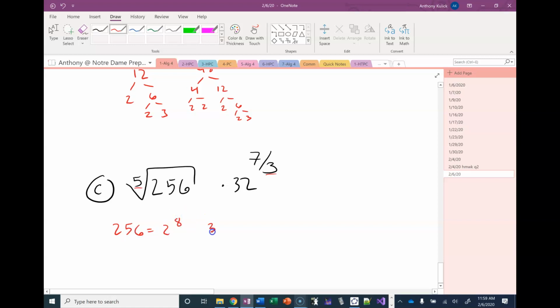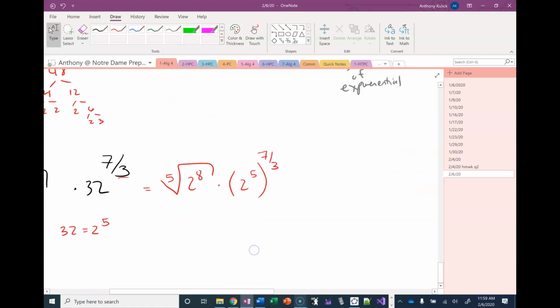In the interest of time, I'm just going to write down what the prime factorizations are here. You could check yourself if you wish, but I promise you that those are correct. Is everybody okay there? So the 5th root of 2 to the 8 turns into what? Good, 2 to the 8 fifths.